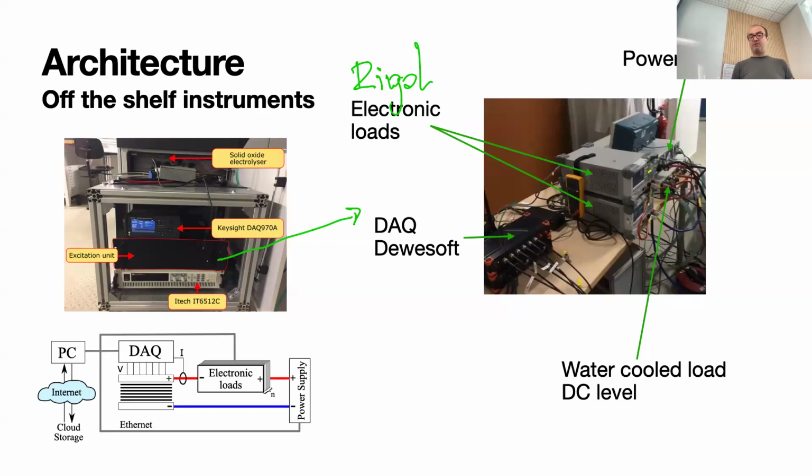For really, really high power installations, we do have one water-cooled electronic load that can go up to 10 kilowatts. And we are using it just to level the DC where we operate. And then we use these small electronic loads to do excitation and measure ice curves. So these are the Lego bricks that we have when we do ice analysis. As you can see, we do not have a single dedicated ice equipment. Everything what we have is off-the-shelf instruments.